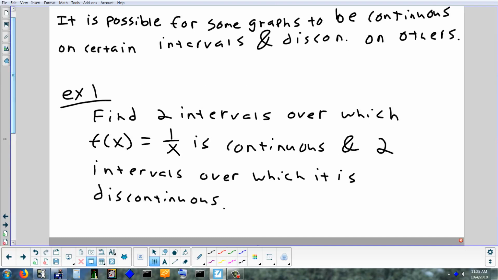All right, so I want to draw this on the calculator, the graph of 1 over x. And the goal is to find 2 intervals that you can start at and end at, where you don't have to lift up your pencil to trace. And then I want to find 2 intervals where you do. This is the kind of graph where you might find some intervals that are continuous and other intervals that are discontinuous.